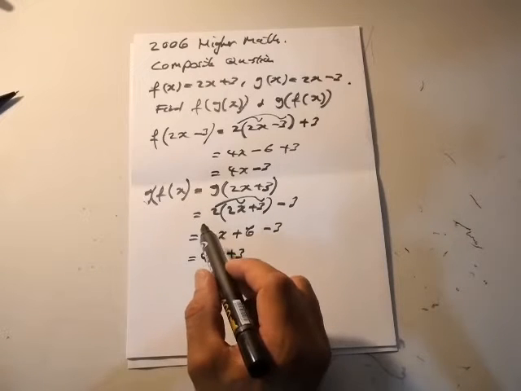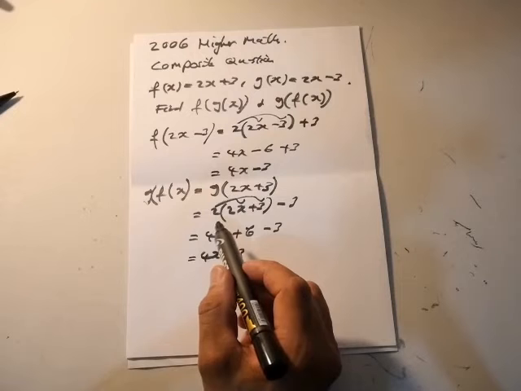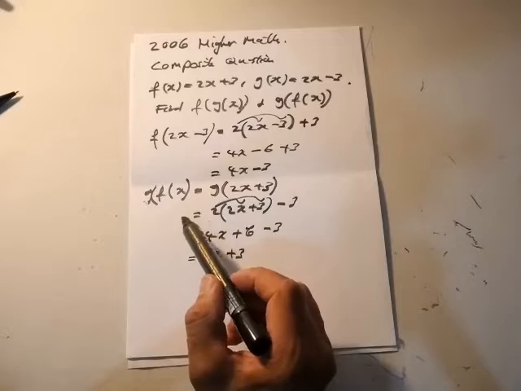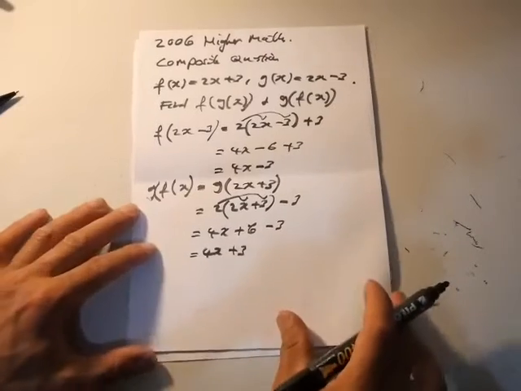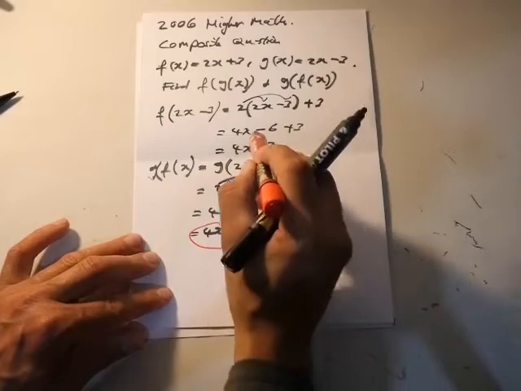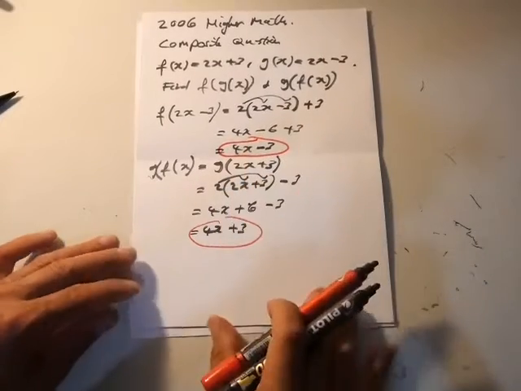So f of g of x is 4x minus 3, g of f of x is 4x plus 3. So that's the answer to that one, and that's the answer to that one, okay?